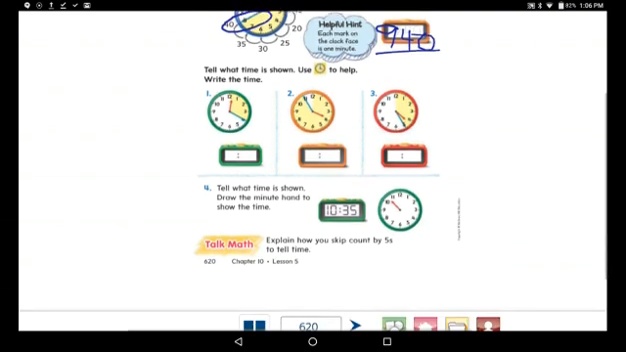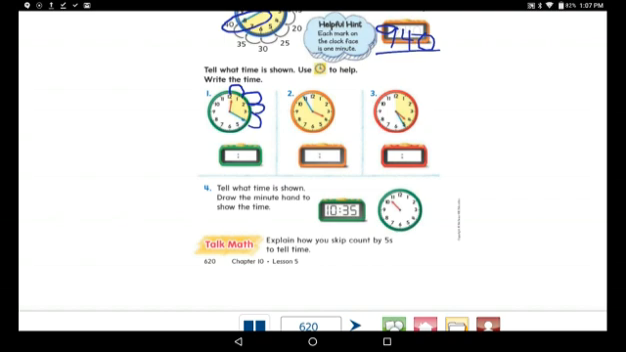Okay, here we go. Now, tell what time is shown. Use the analog clock to help you write the time. I want you guys to keep on counting by 5. Still skip counting, I want you always to do like me. 5, 10, 15, and 20.